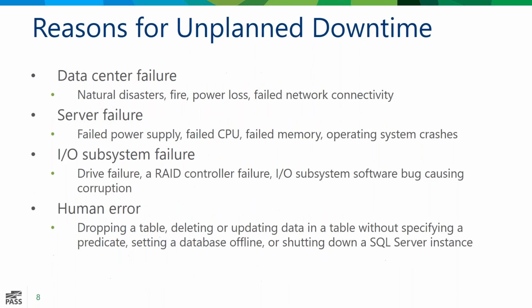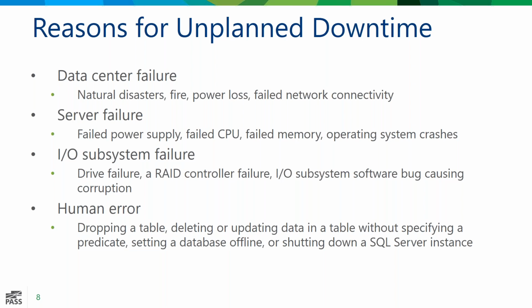So reasons for unplanned downtime: a data center failure, something like a natural disaster, a fire, power loss, losing network connectivity. It is possible to lose an entire data center. Now, it doesn't happen that often, but you've got to evaluate where in the world you live and what the most common kinds of things are that might happen.